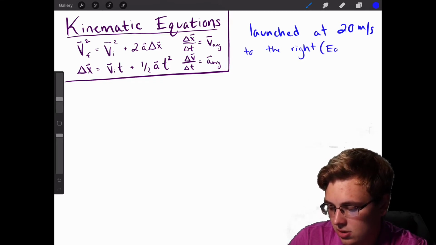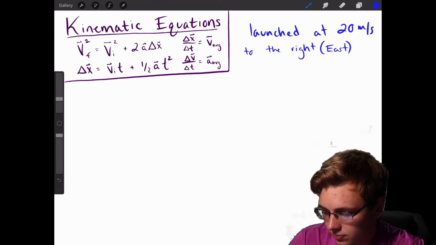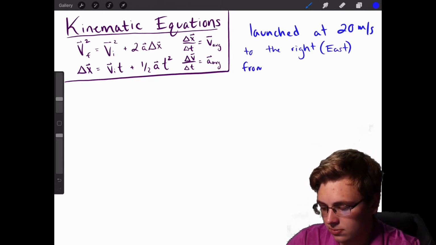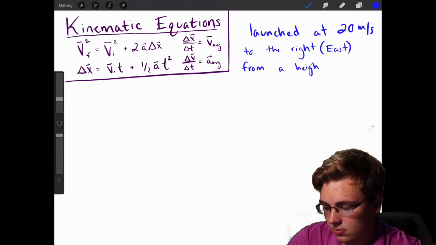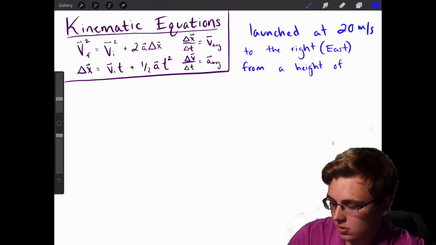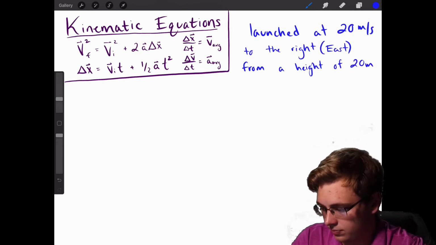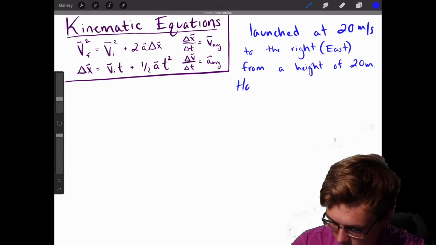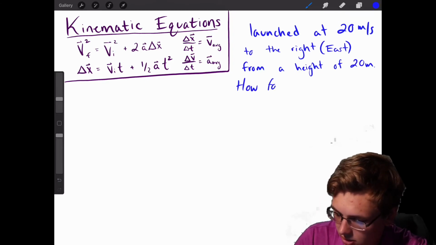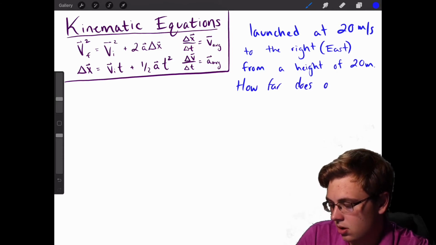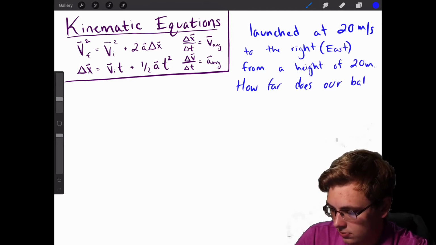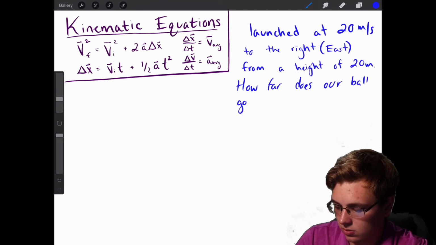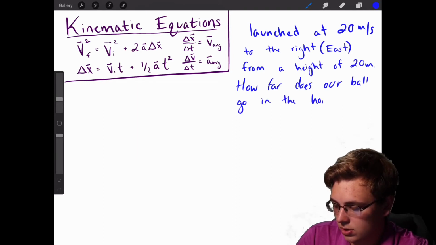I'm also just going to have east on here. From a height of 20 meters. Our question is, how far does our projectile or ball go in the horizontal direction?